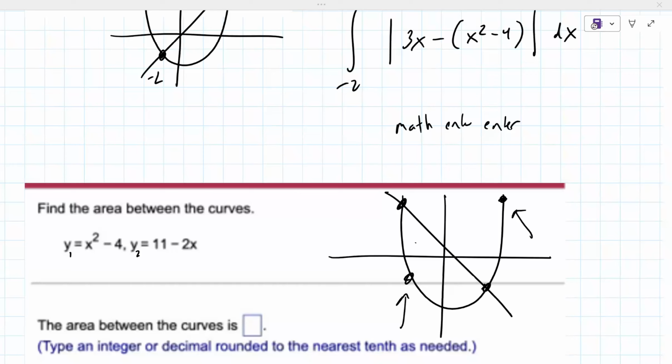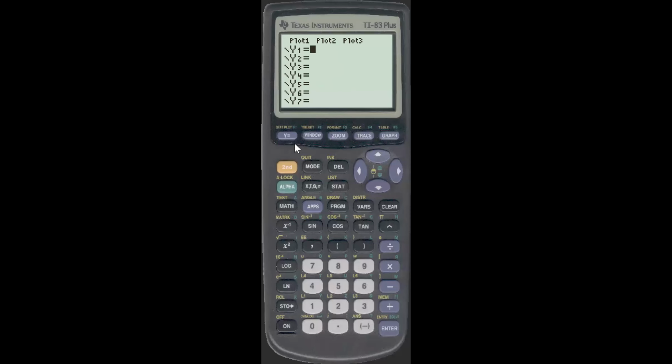Let me grab my calculator here. Like, is it trace? No, second calc intersect, but let me get caught up to you here. X squared minus 4, and then 11 minus 2x.